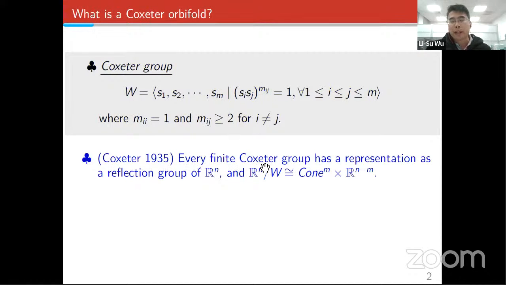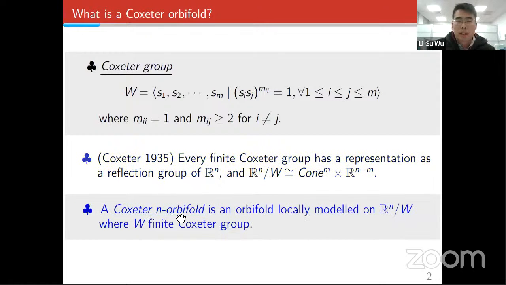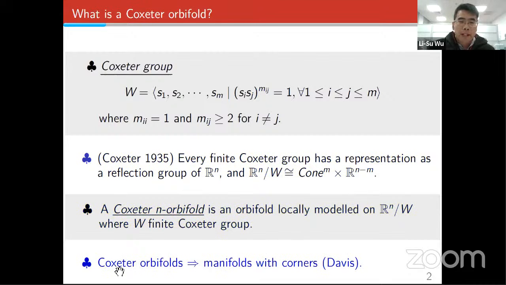All finite Coxeter groups are classified by Coxeter, including the A_n, B_n and so on. Every finite Coxeter group has a representation as a reflection group of R^n, and the orbit space is isomorphic to a simplicial cone, R^n_{≥ 0} times R^{n-m}, where m is the number of generators of this finite Coxeter group. So a Coxeter n-orbifold is just an orbifold locally modeled on R^n divided by a finite Coxeter group. Because of this, every Coxeter orbifold is a manifold with corners in the sense of Davis.